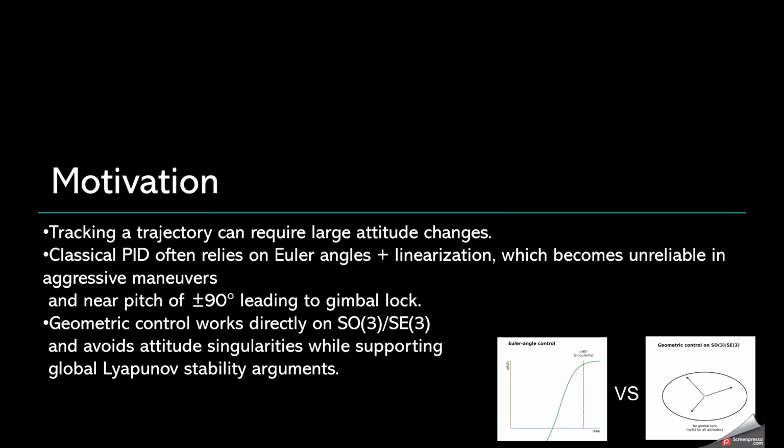Trajectory tracking can demand large attitude changes. A PID controller typically uses Euler angles and local linearization, which can fail in aggressive maneuvers and near pitch angles of plus or minus 90 degrees due to gimbal lock. Geometric control works directly on SO(3), that is special orthogonal, and SE(3), that is special Euclidean groups in 3 dimensions. So it avoids attitude singularities.